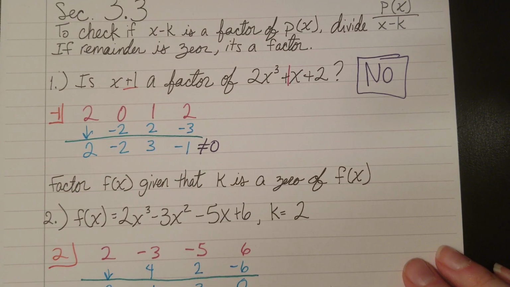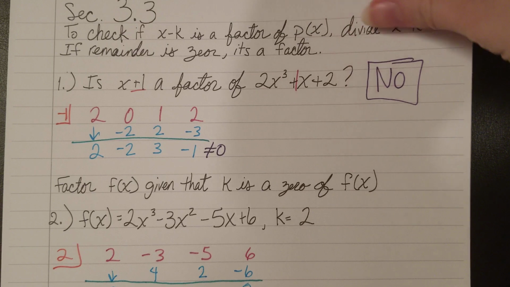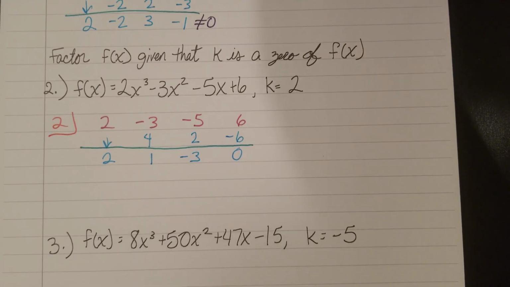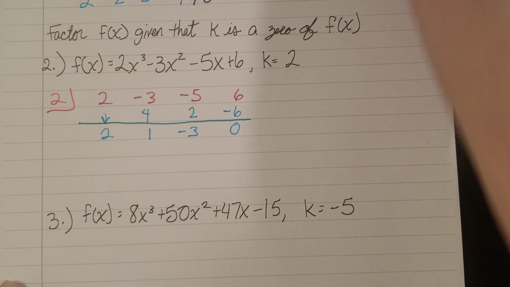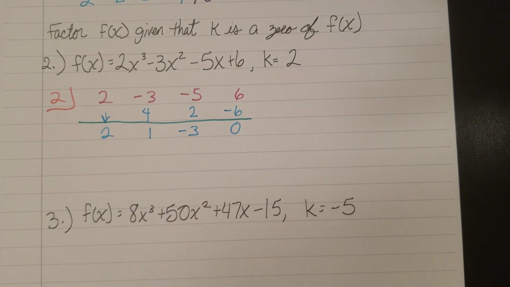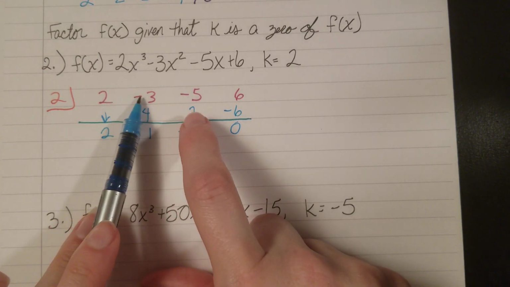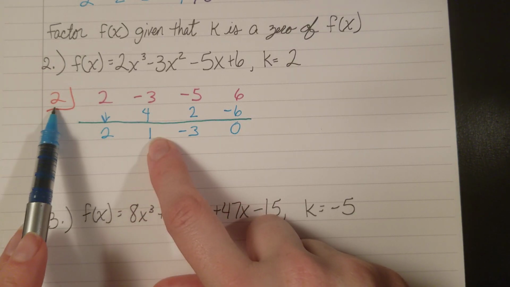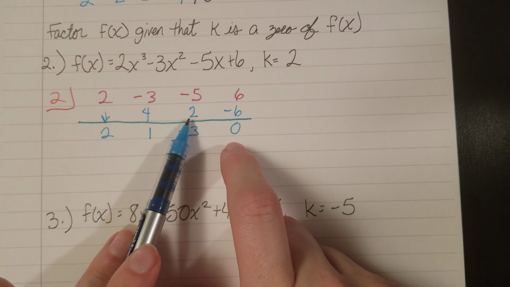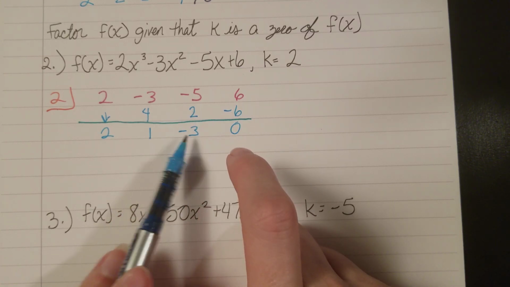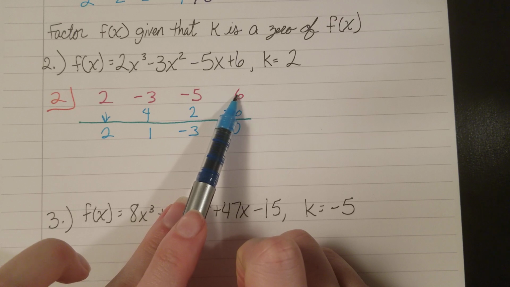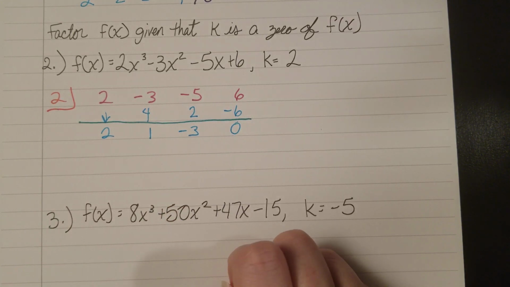Alright, and that is as we expected, a remainder of 0, since they told us that that is a 0 of the function. So again, that was bring down the 2, and then 2 times 2 is 4, negative 3 plus 4 is 1, 1 times 2 is 2, negative 5 plus 2 is negative 3, negative 3 times 2 is negative 6, and then 6 minus 6 is 0.